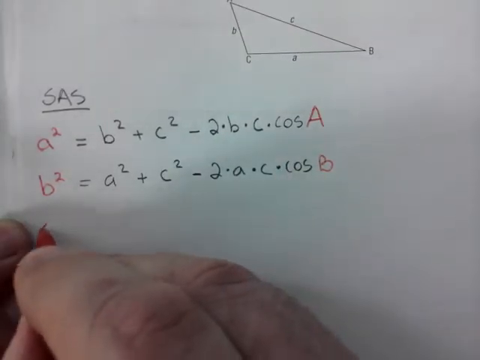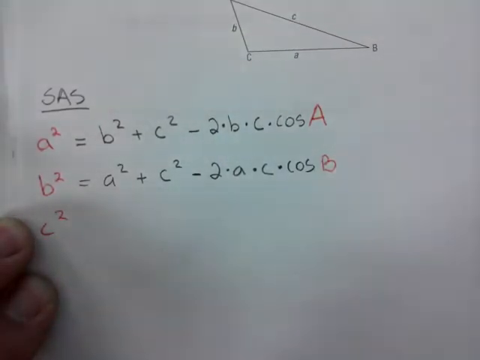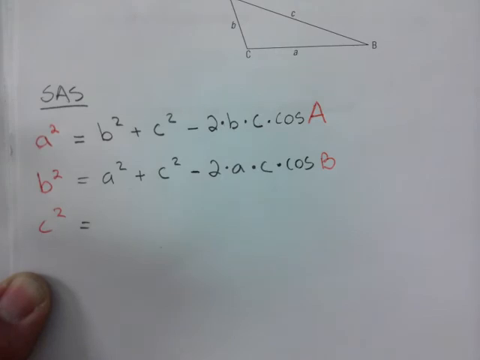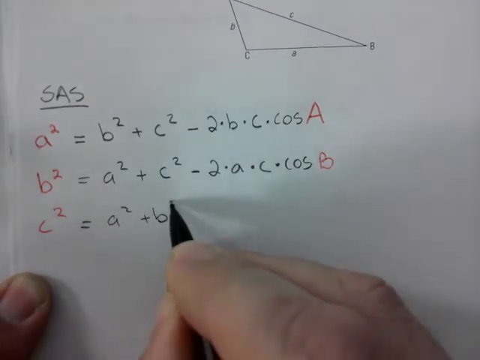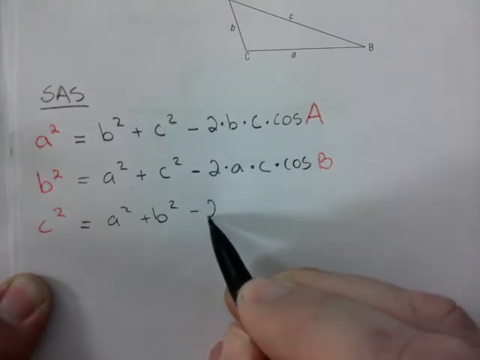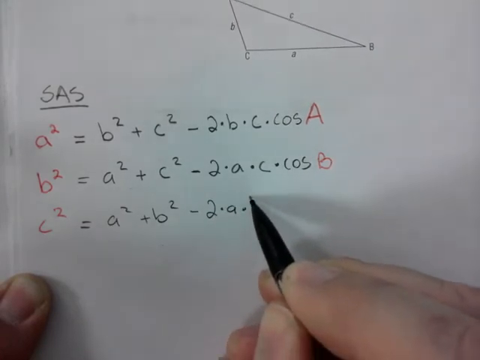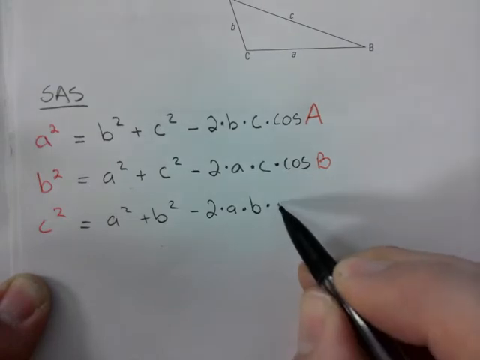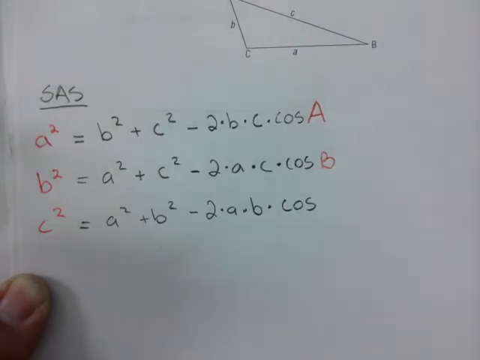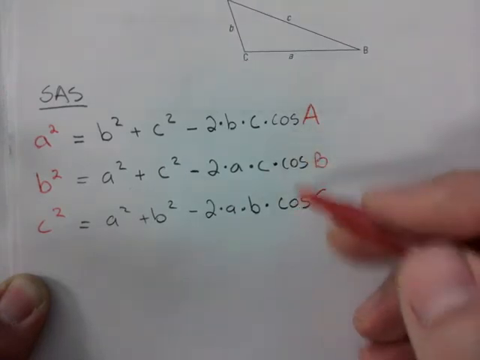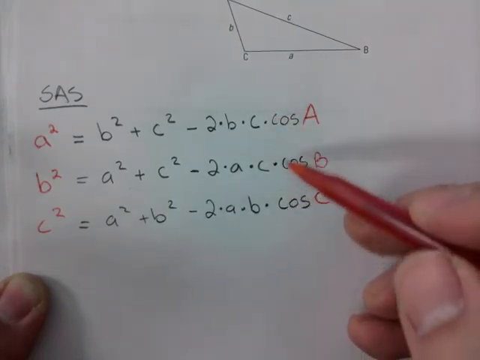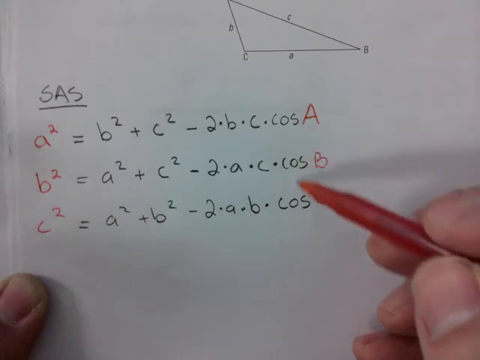The last variation is c squared. Which two sides are going to be on the other side? A and B, right? A squared plus b squared minus 2 times a times b times cosine of c. Please do not use sine. Some students somehow mix them up and all of a sudden they make a sine appear here.